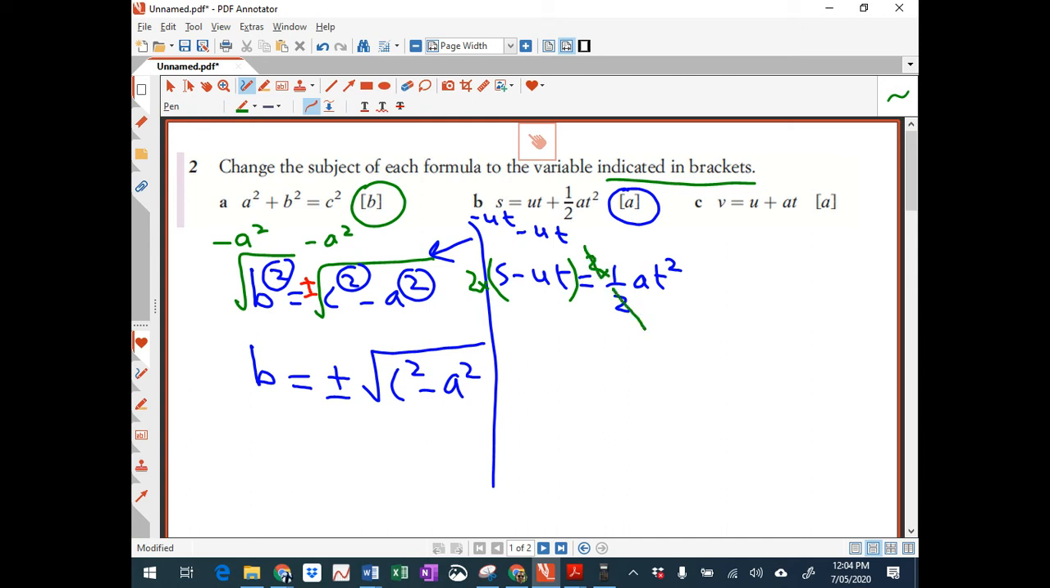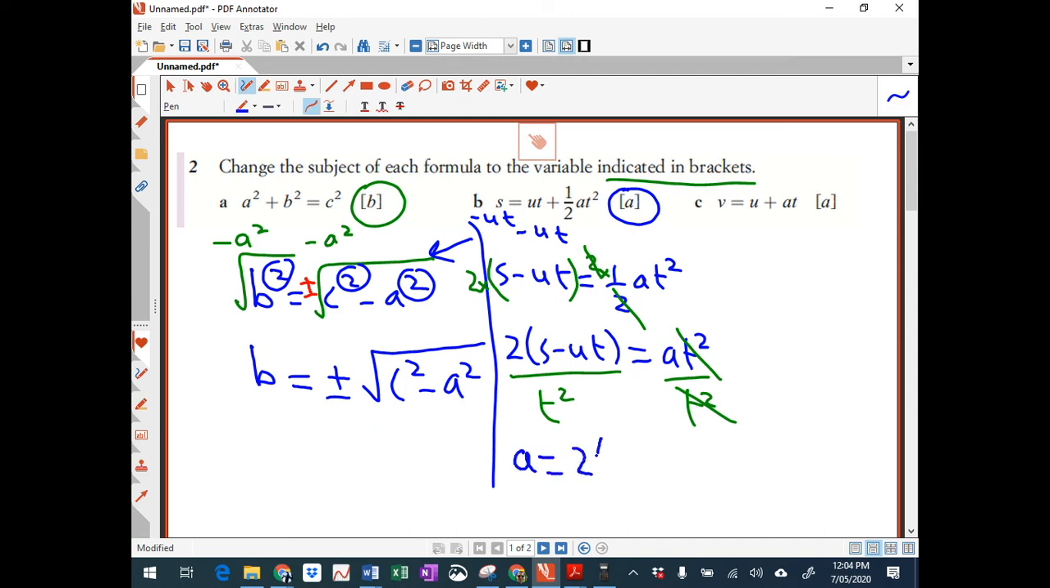Now, that cancels the 2's there, and I'm left with 2 bracket s minus ut is equal to at squared. Now, at that stage, we could expand the brackets, but there's really no point. I would just divide both sides by t squared. Cancel the t squareds. That leaves you with the final answer of a is equal to 2 outside of s minus ut, all divided by t squared. And that is the answer.